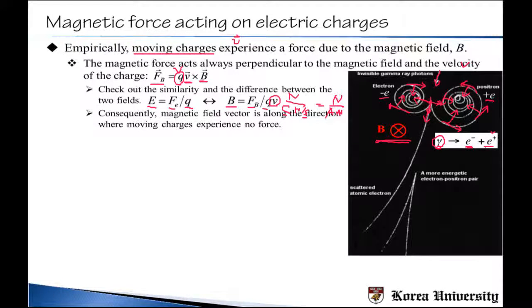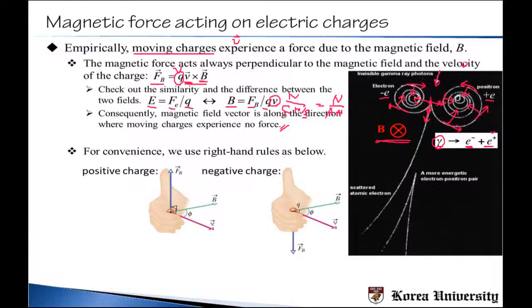no force. What does it mean? When this charge is moving along the direction of the magnetic field, then these two vectors will be parallel to each other. And when you make a cross product between two parallel vectors, it will become zero, right? So if the charge is moving parallel to the magnetic field, there will be no force. So this is what it means, okay?